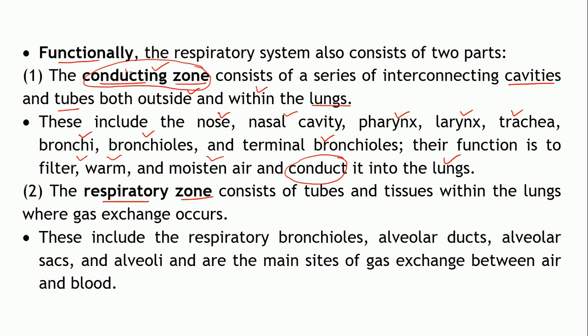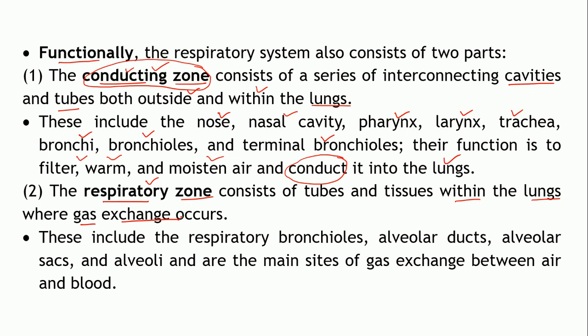Now, you got it why it is called the conducting zone, because its role is to conduct the air towards the lungs. Then the next one is the respiratory zone. This mainly comprises the tubes and the tissues which are present within the lungs, where exactly the exchange of the gases takes place. The main area where the gaseous exchange, that is entry of oxygen into the blood and the expulsion of the carbon dioxide, takes place.